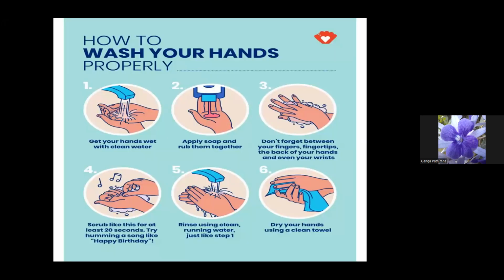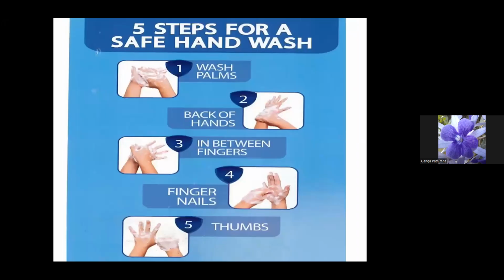This slide shows how to wash your hands properly. You have to wash your hands using soap, preferably in running water. And after washing the hands properly, you have to dry your hands using a clean towel. This slide shows the 5 steps for a safe hand wash. First, you have to wash your palms, then the back of the hand, then in between fingers, fingernails, and thumbs.